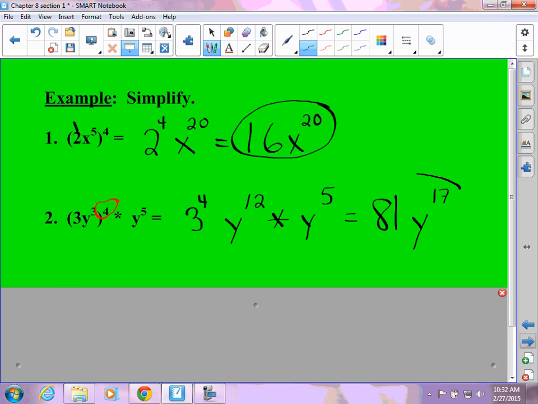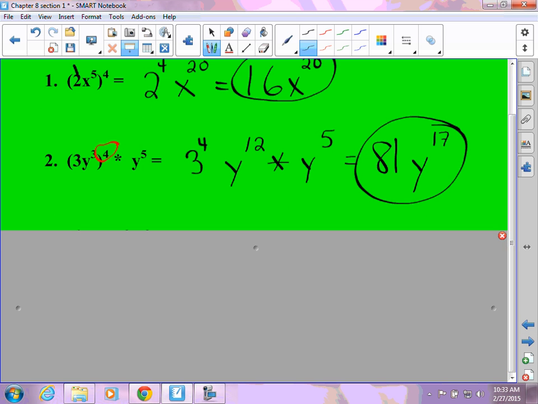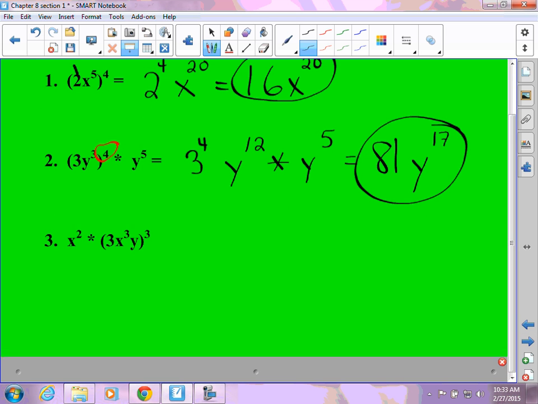All right, let's take a look at this one. Notice that I have x squared. There's really nothing to do there, right? So I'm going to leave that. Times, okay, 3 to the 3rd. Yep. If you remember, there's that exponent on the outside. X to the 9th, because 3 times 3 is 9. And y to the 3rd.